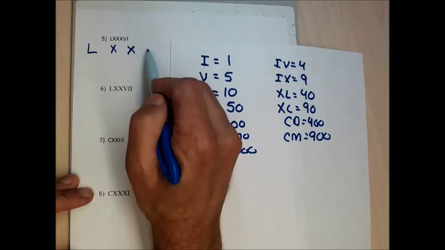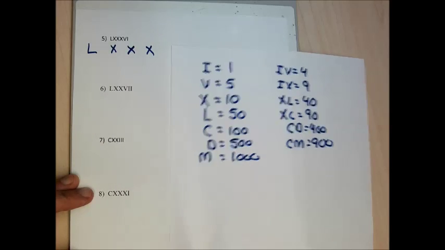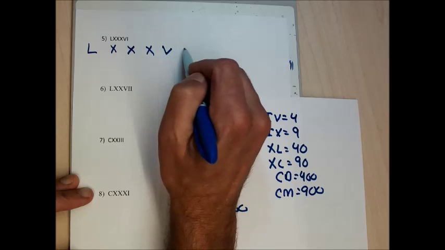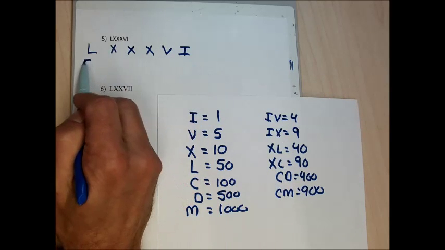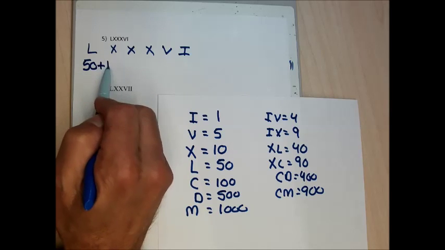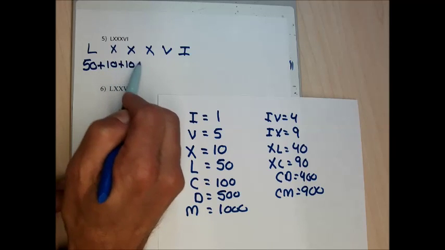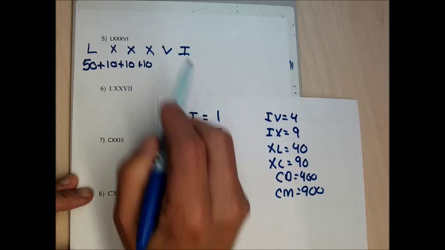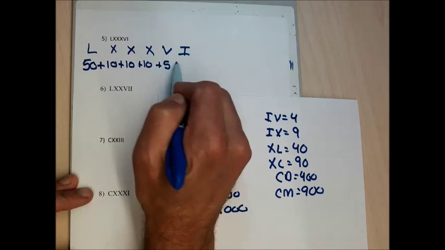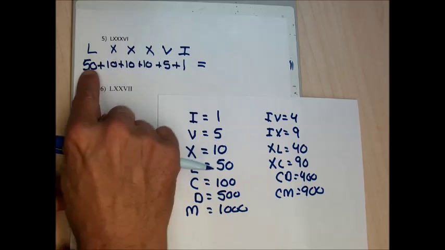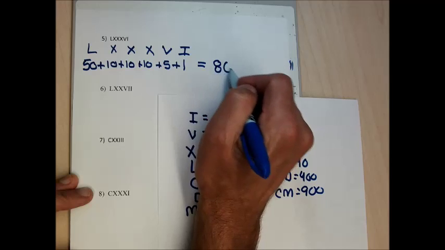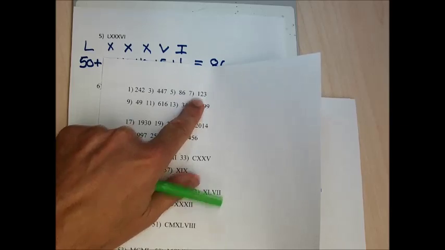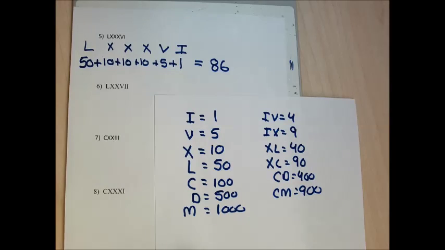So as I go to do number 5, I'm going to write each number down separately, and I'll come up with a value for each from this column. The L is equal to 50. Each of the X's are equal to 10. The V is equal to 5, and the I is equal to 1. 50, 60, 70, 80, 85, 86. I think number 5 should be equal to 86. And on my key it does. You can give number 7 a try. It's 123. I'm moving down and do 8.